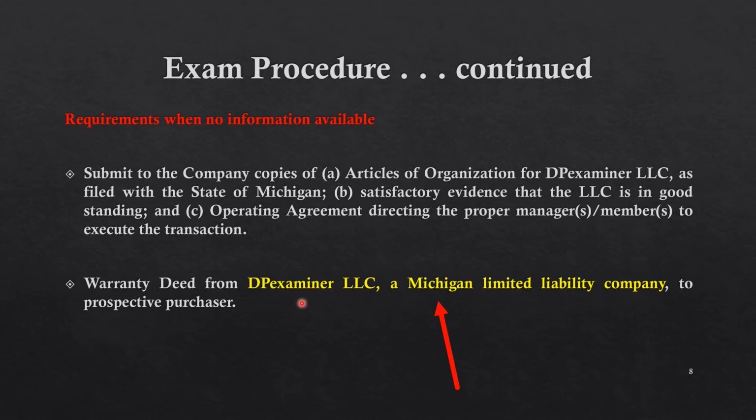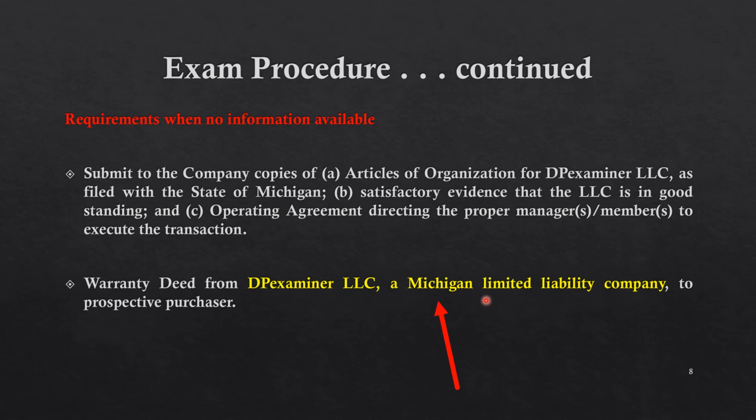Then you would ask for the warranty deed from DP Examiner LLC, a Michigan limited liability company. Now, to me, I always pay particular attention to the name of the entity, what state it's formed in. If you really want to be a professional with these requirements, you'll get this stuff right. As many examiners know, you'll get a purchase agreement that is abbreviated, signed by an unidentifiable person or entity to be formed, something of that nature.